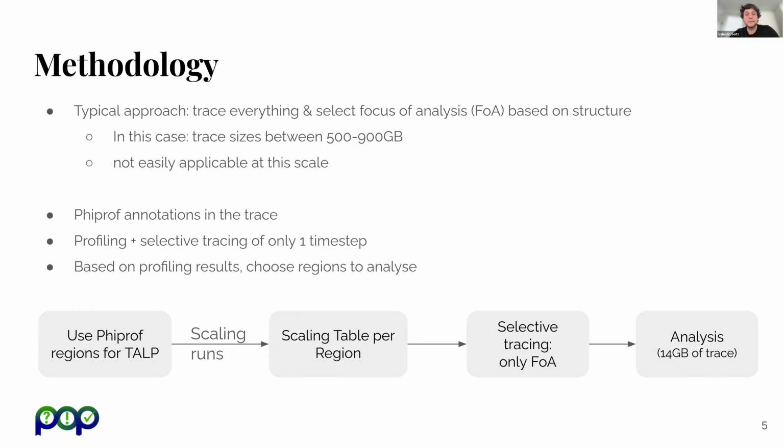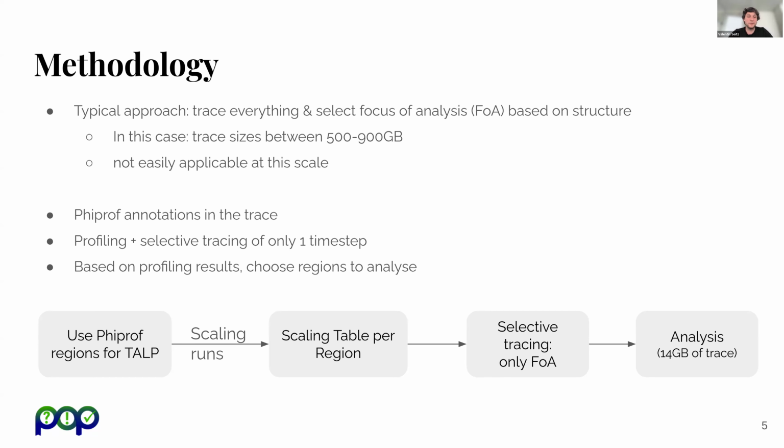Then for the methodology, what people normally do, or what is a typical approach, especially with the BSC tools in this case, is to just trace everything and then look at the trace and try to find the focus of analysis by looking at repetitive structures or regions of interest in general, using the initial trace as something that guides you towards what you want to analyze. In this case, at 500 nodes or 56,000 processors or CPUs, this is not really easy to do.